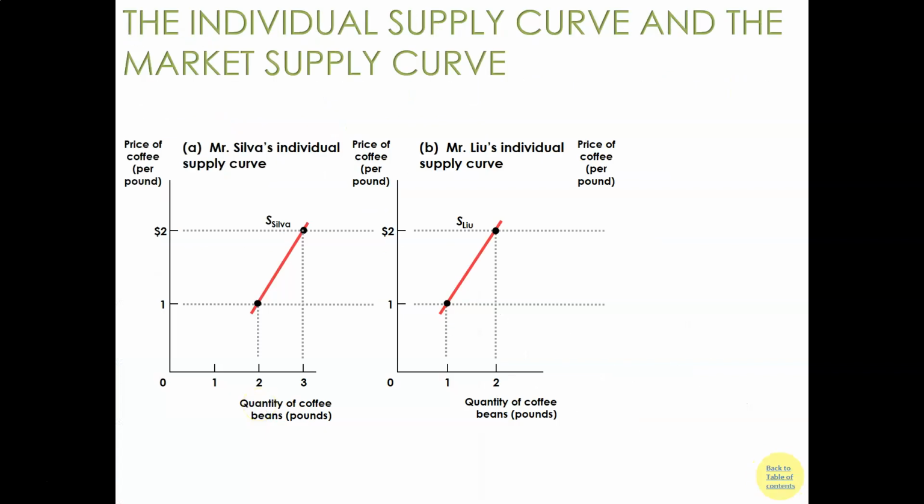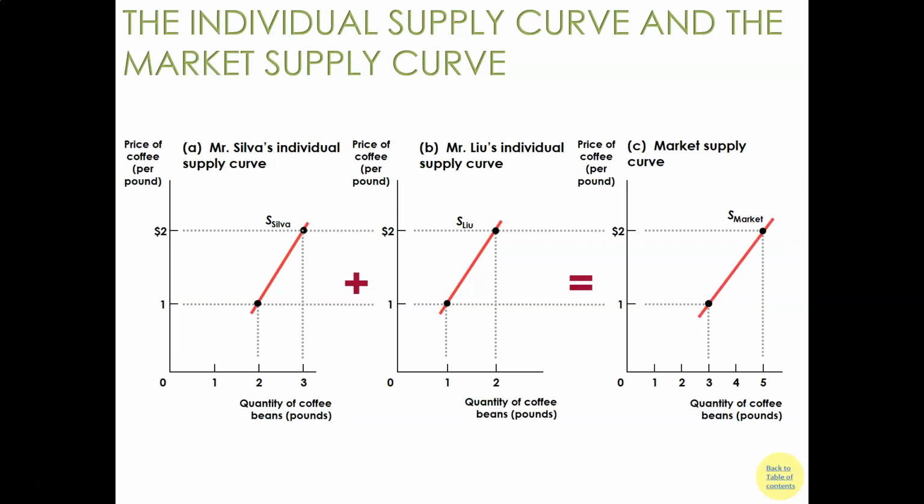How about the individual supply curves for coffee here? Mr. Silva and Mr. Liu: 2 and 3 pounds of coffee beans being supplied at prices of $1 and $2 for Mr. Silva. For Mr. Liu, it's 1 and 2 pounds of coffee being supplied per period here. How does that look in a market supply curve? Well, we simply, again, sum the quantities at each price. So notice we keep the prices of $1 and $2 constant, but now we add the 2 and the 1 pounds at the $1 price to get 3 pounds, and the 3 and the 2 pounds at the $2 price to get 5 pounds, and that becomes the market supply curve.